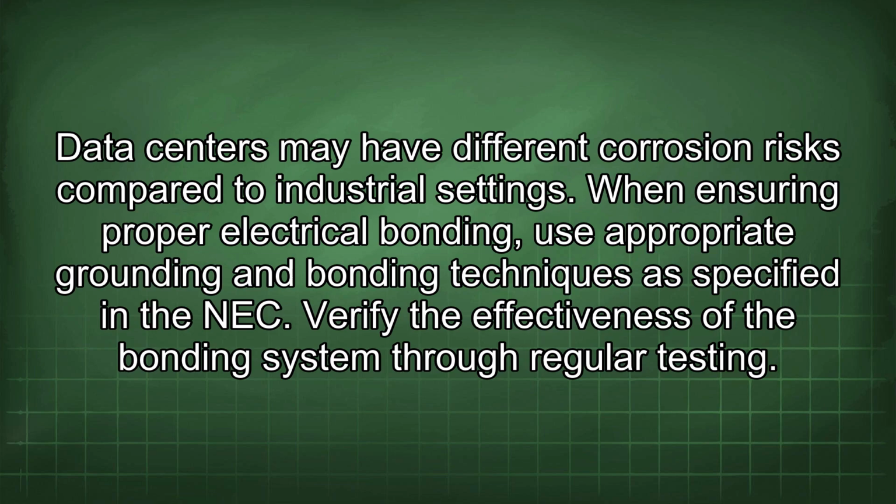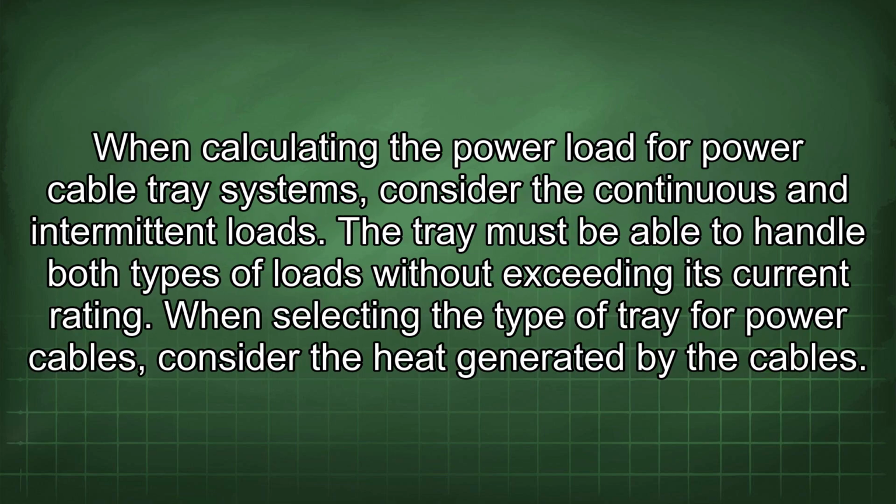When ensuring proper electrical bonding, use appropriate grounding and bonding techniques as specified in the NEC. Verify the effectiveness of the bonding system through regular testing. When calculating the power load for power cable tray systems, consider the continuous and intermittent loads. The tray must be able to handle both types of loads without exceeding its current rating.